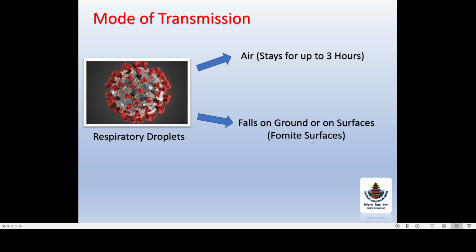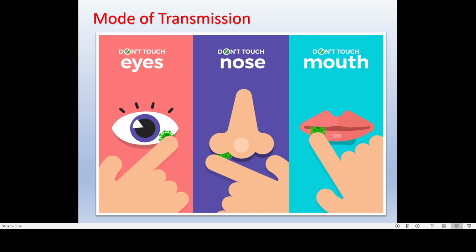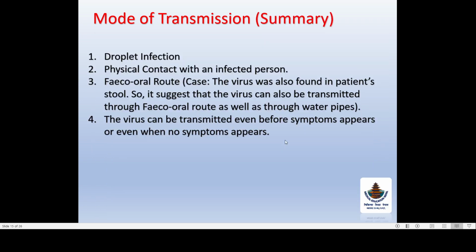Fomite surfaces are those surfaces where the respiratory droplets sit down, and how long they stay there depends upon the different kinds of surfaces. Now this respiratory droplet goes into a healthy person through three sources: either your eyes, your nose, or your mouth. You can see it over here in the picture. So do not touch your eyes, nose, or mouth, because this can be a way of transmission of COVID-19.